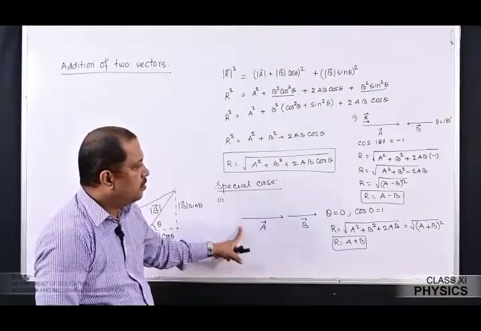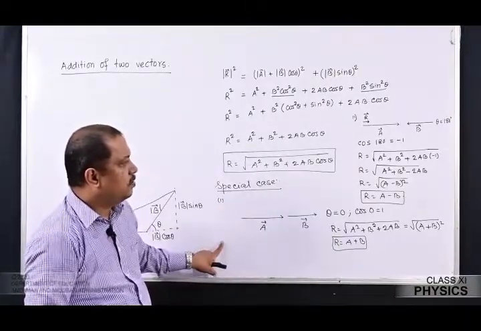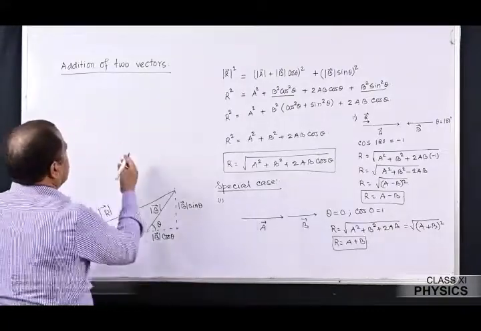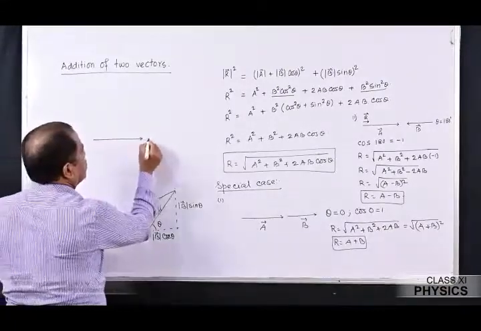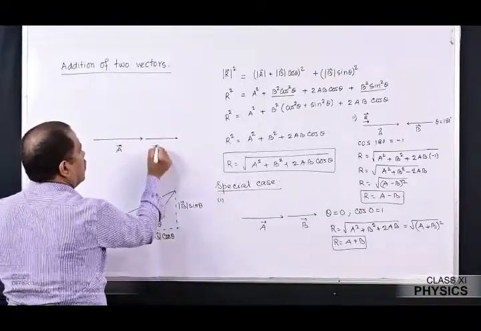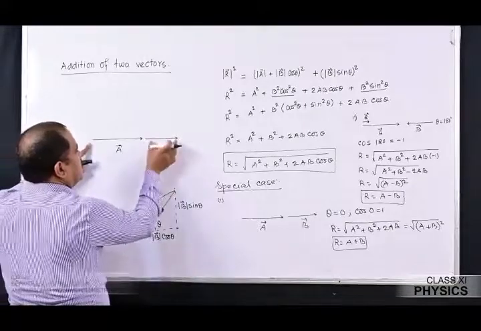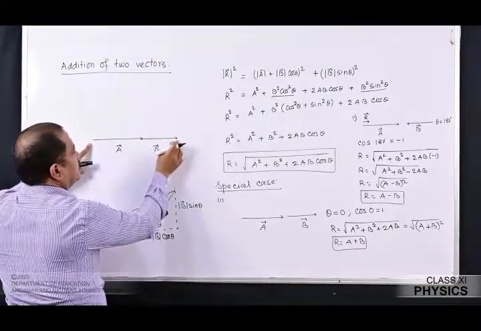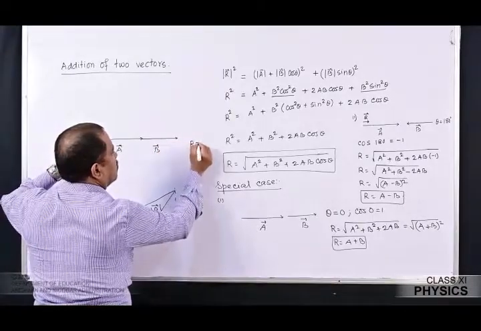Now if I look at this concept carefully, one thing I could notice is that when I have two vectors like this, A and B, then the resultant of the sum of the two vectors is maximum. R is equal to A plus B.